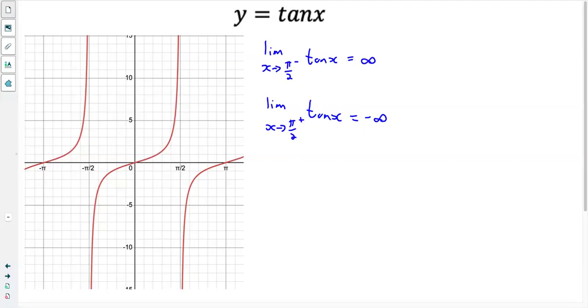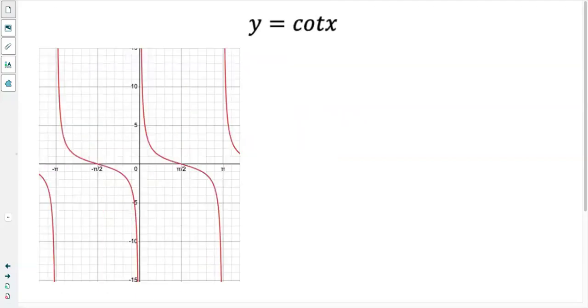If we look at the reciprocal of tan x, which is cotangent x, we have something that looks like this. Notice that once again, we have asymptotes that are exactly pi apart, and in this case, they are at multiples of pi. If we look at the limit as x approaches 0 from the negative side for cotangent x, we go towards negative infinity.